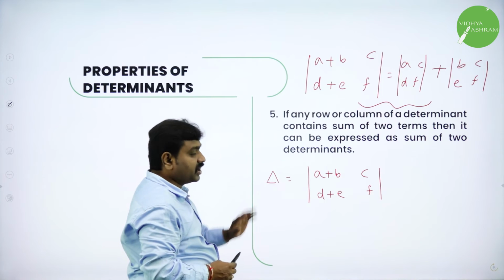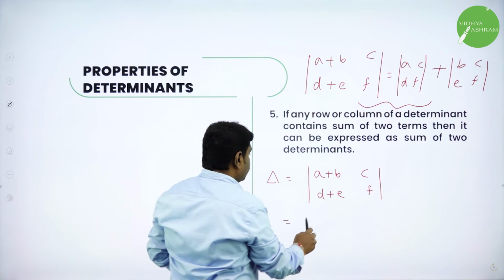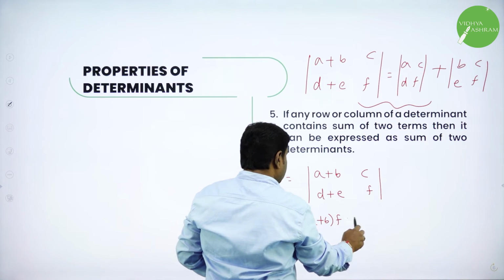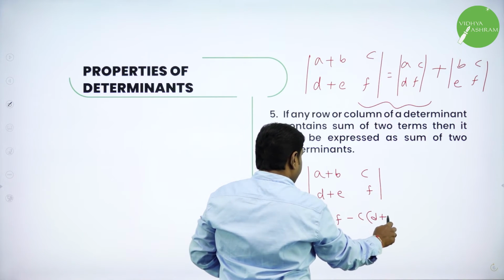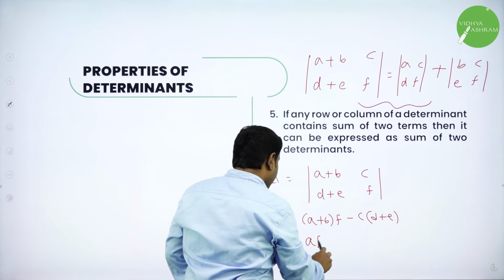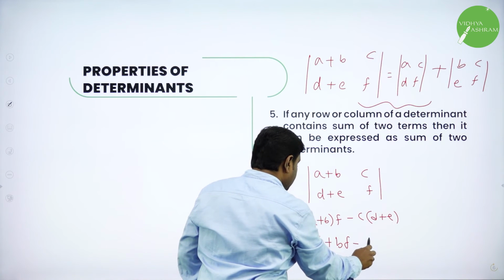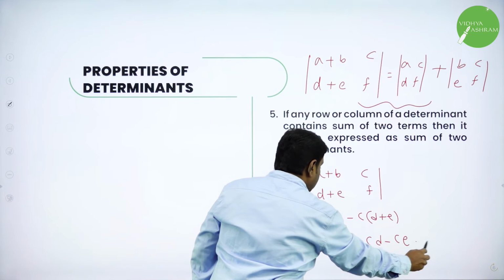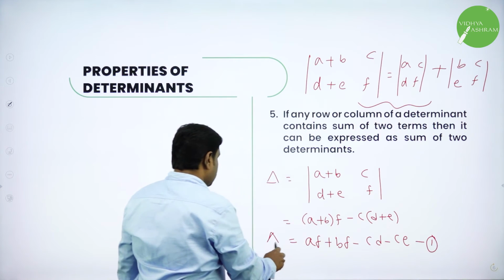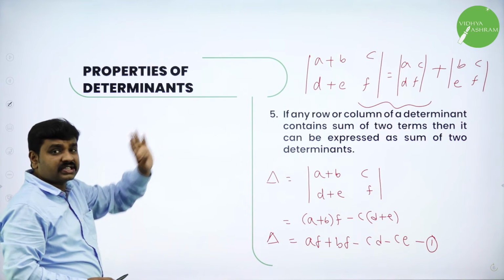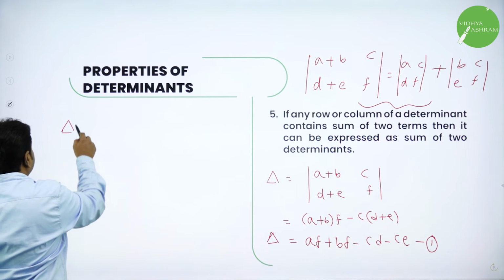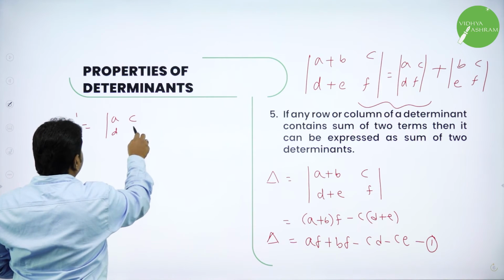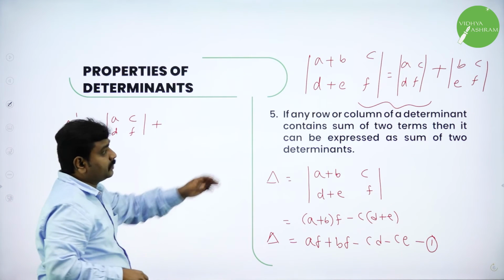Now I will expand this. If you expand, you will get (a plus b) into f minus c into (d plus e). Simplify this: a into f, af, plus b into f, bf, minus c into d, cd, minus ce. Call this 1, this is delta. Now I will take the RHS of the property. Delta dash, I will call it, that is the sum of 2 determinants: one is the determinant a, c, d, f, plus the other one is the determinant b, c, e, f.